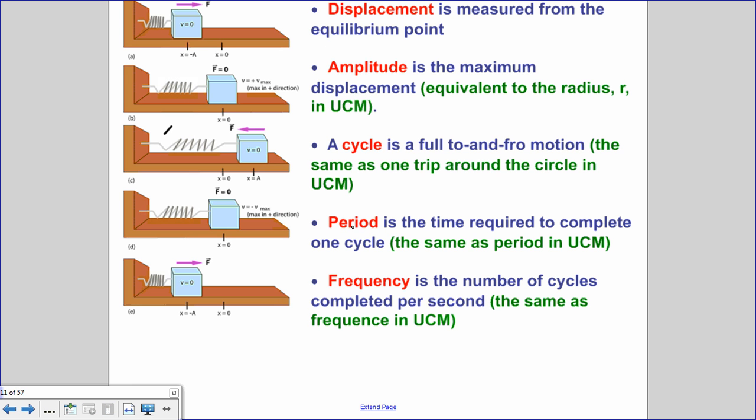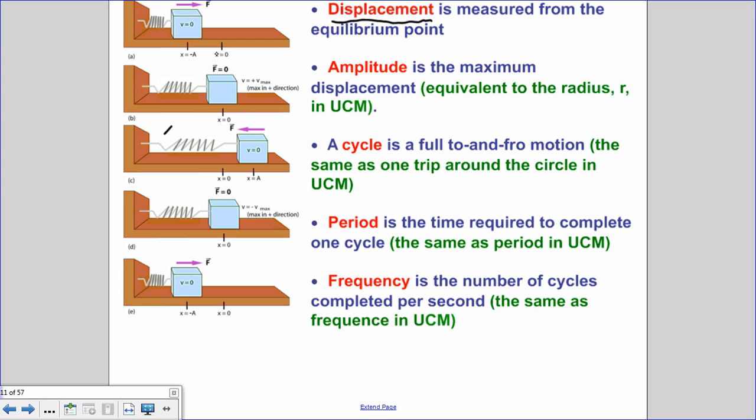All right, next we want to take a look at a few different terminologies. First one is displacement. Displacement is measured from the equilibrium point. Well, what's equilibrium? Hopefully you remember from forces. Equilibrium is when the net force is 0. So equilibrium on a spring would be its resting position.